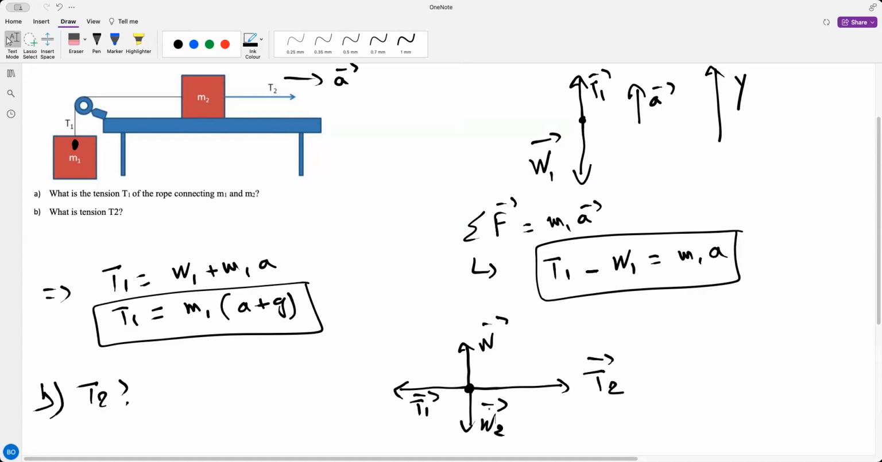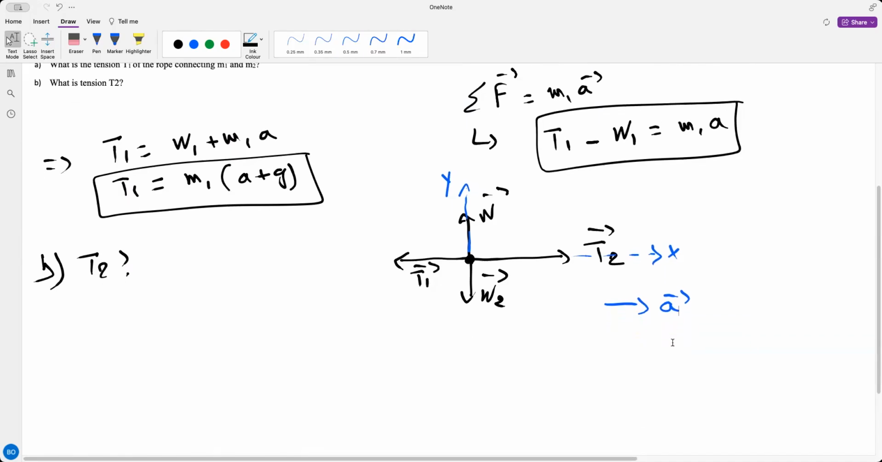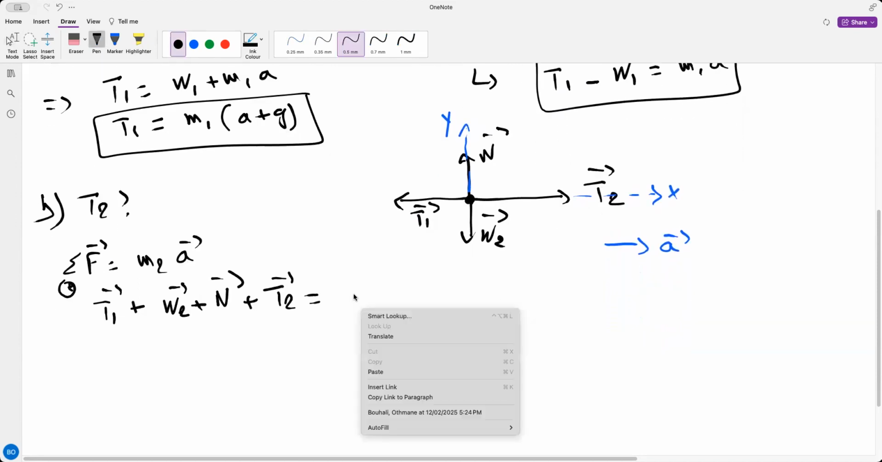the gravitational force. Now we can easily construct our x-axis in this direction and the y-axis in this direction, and we know that the acceleration is going to the right. Now remember, the acceleration is not a force. It's not part of the free body diagram. So let's write the second law of Newton. The sum of the forces acting on object 2 is equal to the mass of object 2 times the acceleration, which in our case is T1 in vectorial form for the moment, W2 plus N plus T2 is equal to m2a.